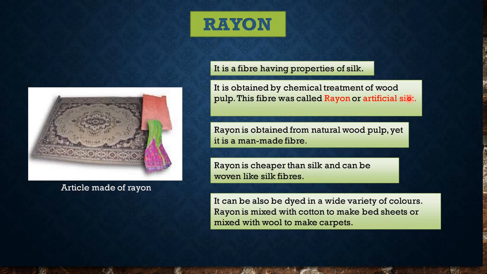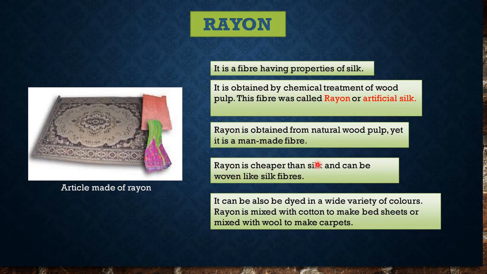Which fiber is known as artificial silk? Rayon. Rayon is known as artificial silk. Rayon is obtained from natural wood pulp, yet it is a man-made fiber. It is obtained from natural wood pulp, but it is prepared by man. Hence, it is called synthetic fiber.